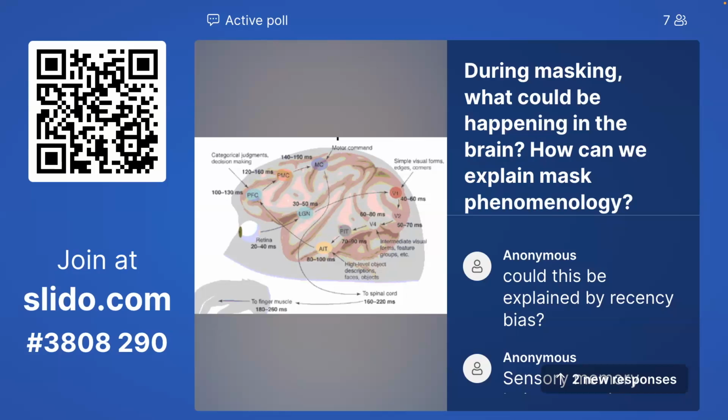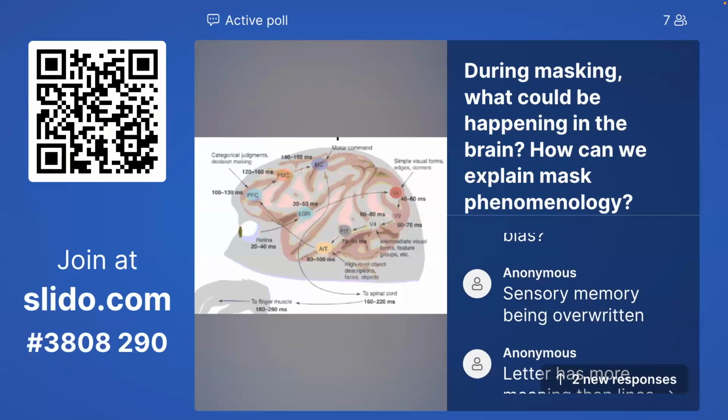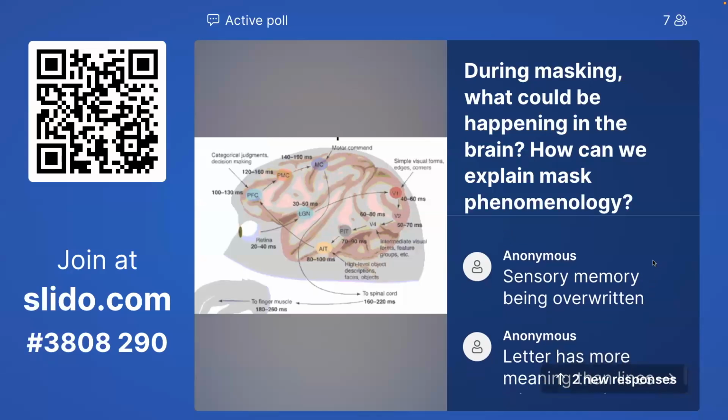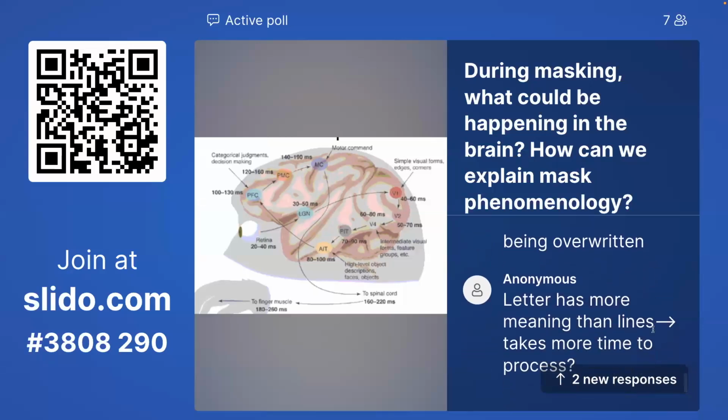I see. So primarily, things related to vision are more recency bias based. That's your case idea, right? Okay, that's very good. And then other things, sensory memory being overwritten. I think that's what we discussed in terms of iconic memory. Letters have more meaning than lines. Okay, so that's also related to a meaning-based explanation.